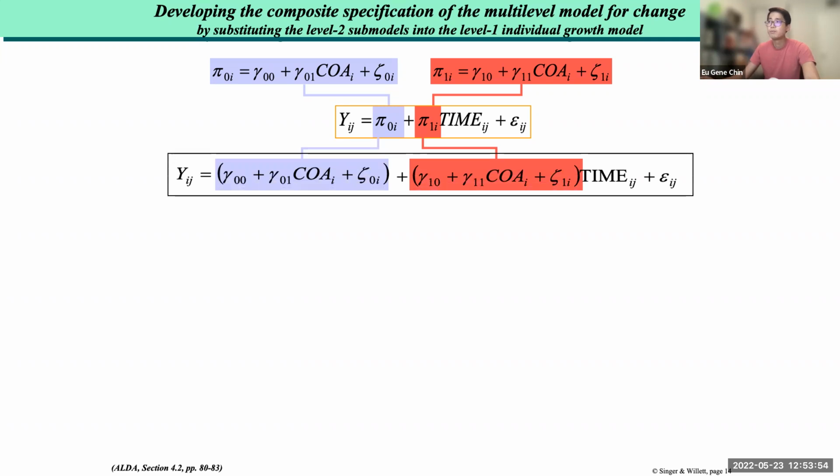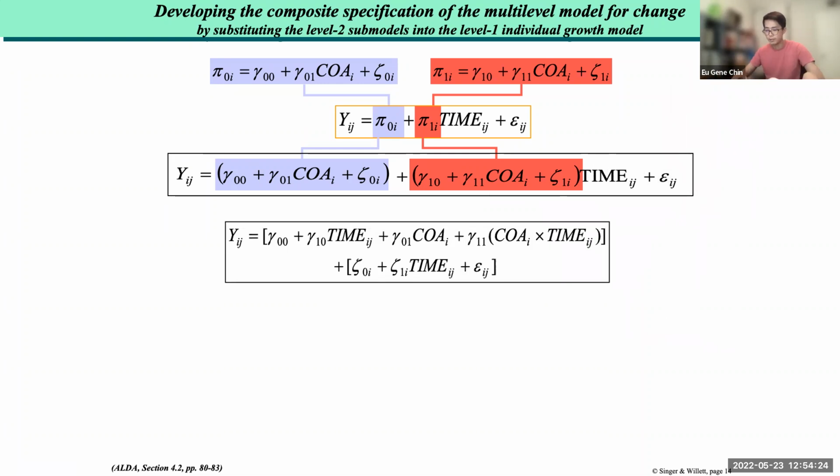So what happens if we were to actually substitute these level 2 parameters into these level 1 parameters, given that these parameters are simply outcomes of the level 2 parameters? Well, we actually get something like this. Yij equals these level 2 parameters and the level 2 parameters for rate of change right here. And if you were to multiply and expand this, we get what we might call the composite multi-level model of change, or it's basically the same thing.